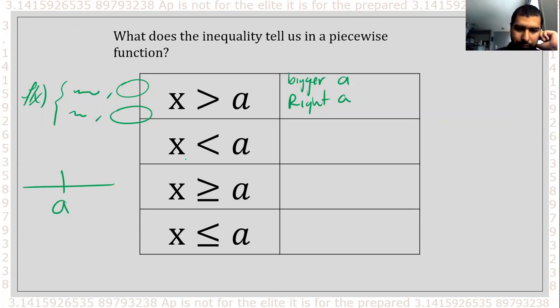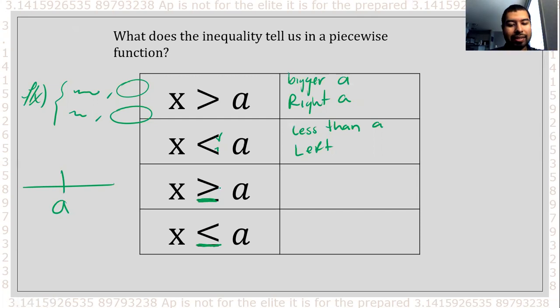Now, when x is less than a, remember the Pac-Man eats the bigger number. So this would be stuff that is less than a, so stuff that is smaller, or to the left. The value is left of a. Similarly, these right here have a bar. That's just telling you equal to. So hopefully you can fill that out by yourself. Go ahead and pause the video, fill it out, and then I'll show you the answer.